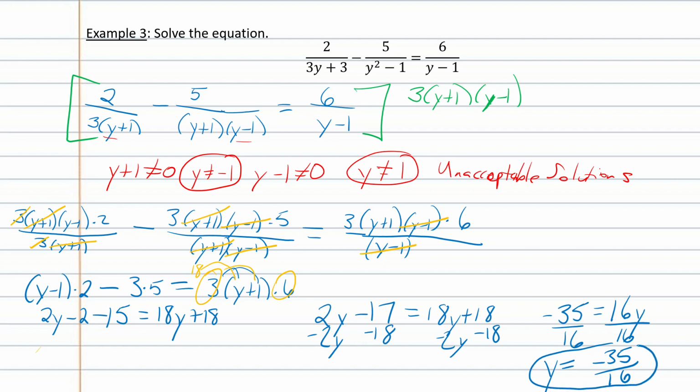All right, we found a solution here. Now we have to be certain to compare that solution to our unacceptable solutions. So if I compare y equals negative 35 over 16 to our unacceptable solutions, those are y equals negative 1 and y equals positive 1. That's what can't happen. Those are unacceptable. Our solution isn't equal to any of our unacceptable solutions, so it is indeed our solution, and this is the answer. Y equals negative 35 over 16. All right, let's go on to the next one.